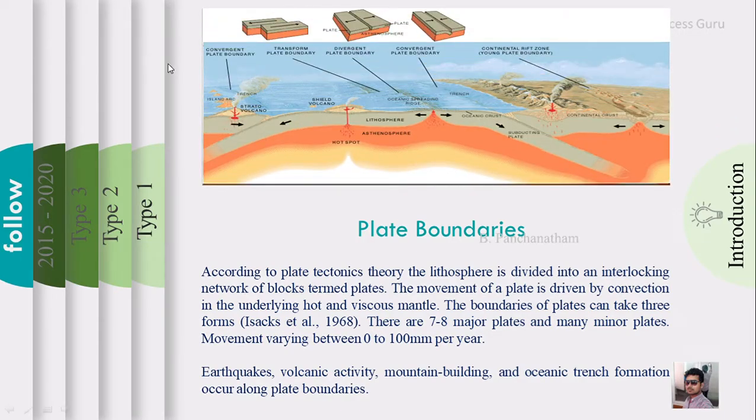One is convergence, where two plates collide, moving towards each other. This is divergence, where two plates move away from each other. And this is a transform fault, where the two plates slide past each other. There are almost 7 to 8 major plates in the world, and the movement varies from 0 to 100 millimeters per year.